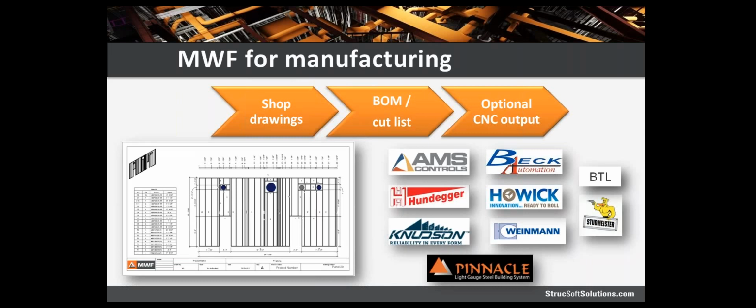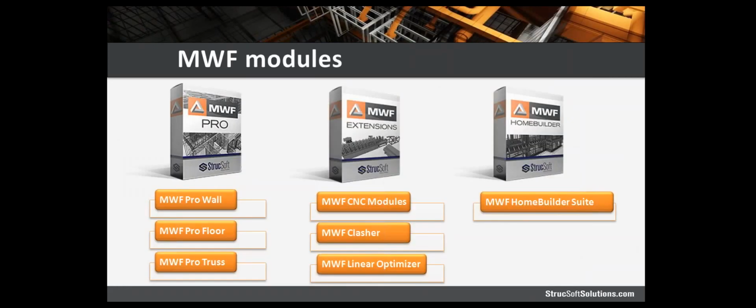MWF also automates the shop drawings, as you can see here, to create construction documents, with the bill of material and cut lists, and they're all placed in 2D layout views. And then we can also export all that information directly to a CNC machine. As you can see here, we have an array of suites or extensions. So there's the Pro Wall, Pro Floor, Pro Truss modules, and then the available extensions that can be included into those modules.